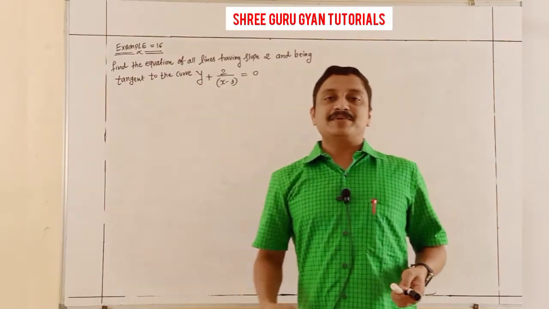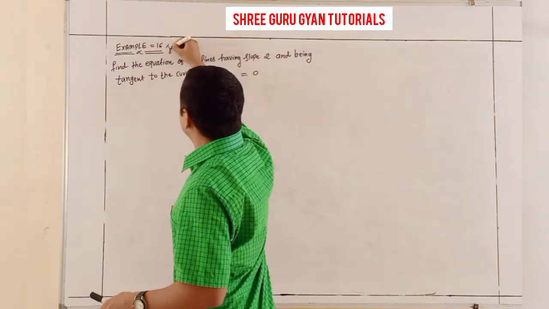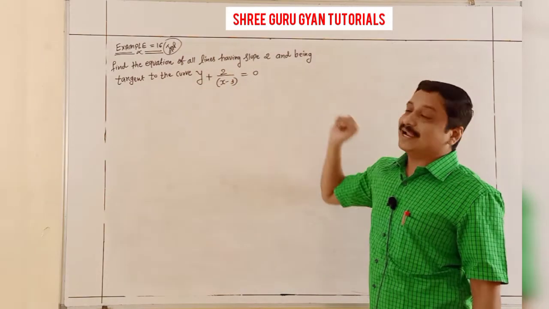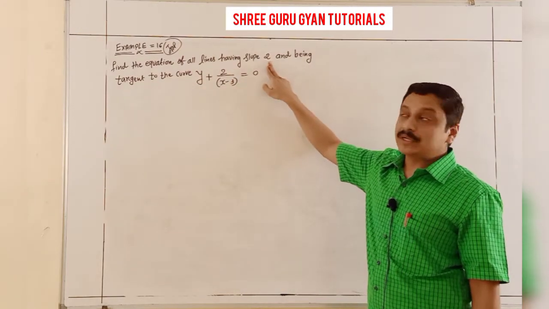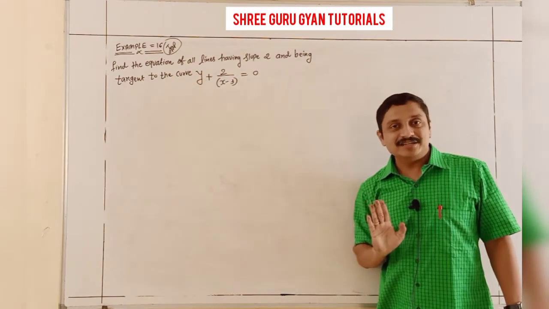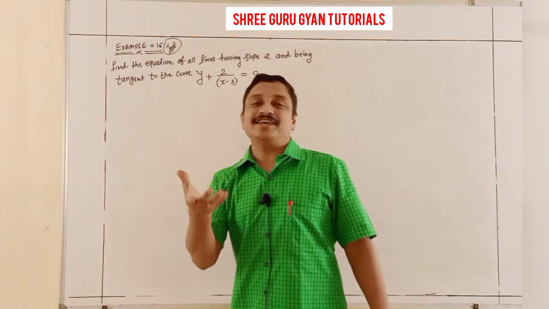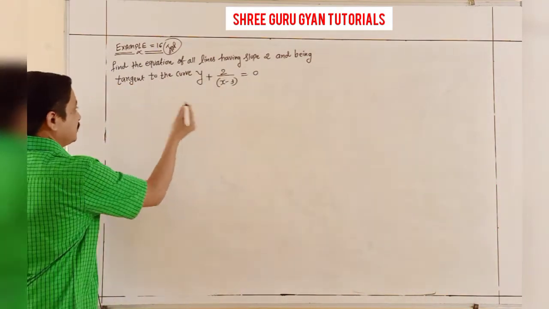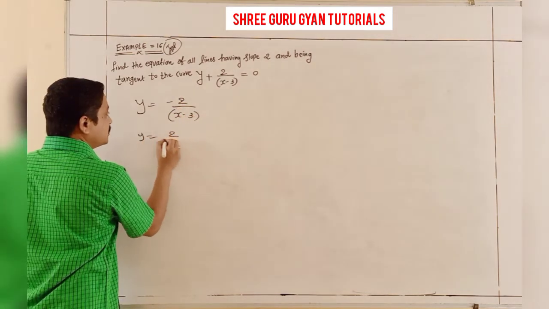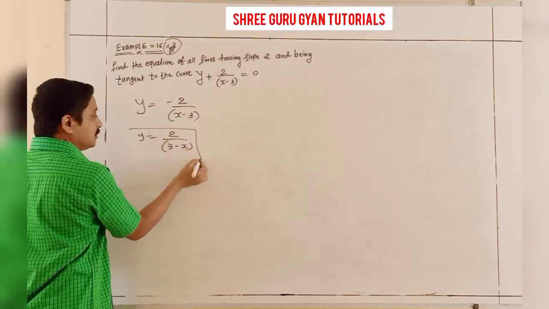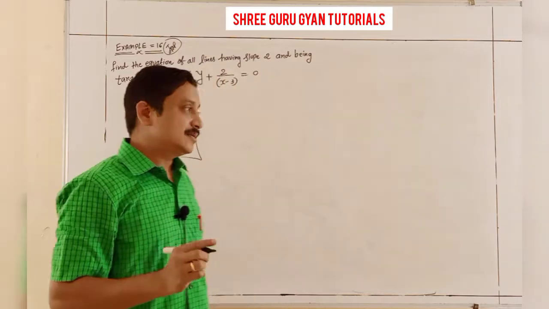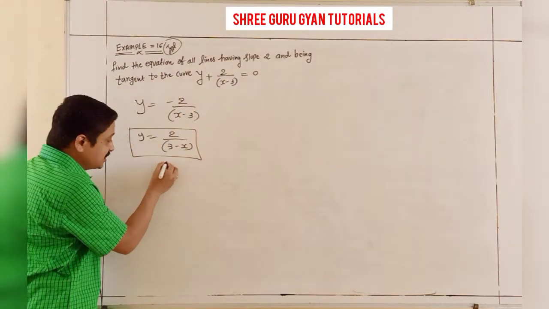Now students, example 16 is also tick-marked in the IMP list. This is a board question. Find the equation of all lines having slope 2 and being tangent to the curve. The slope is already given, and I derive the possible tangent equations. First of all, students, I take y equals minus 2 by 3 minus x, and start the first derivative with respect to x.